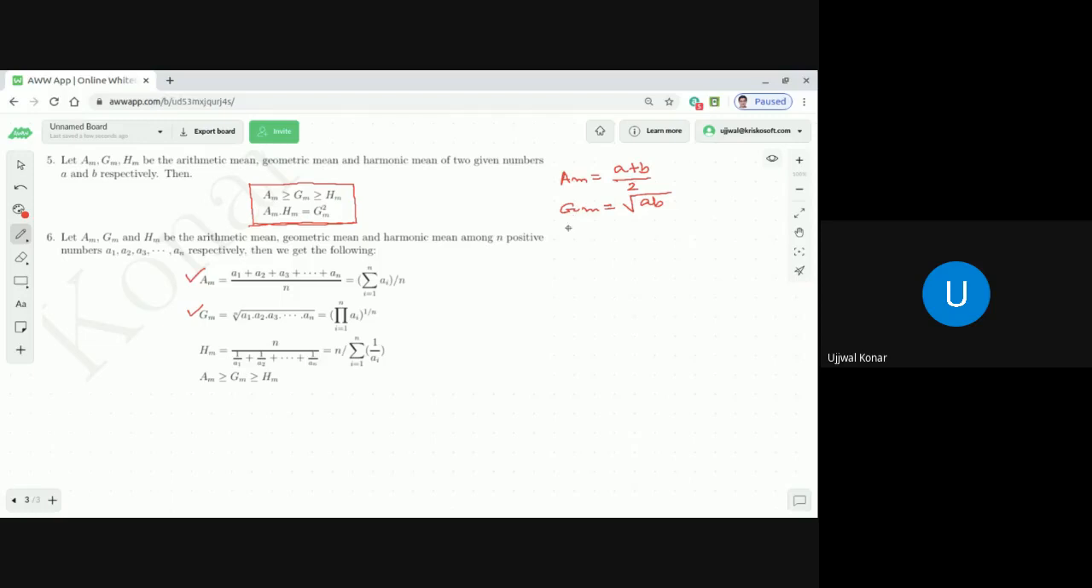Correct? And what was the harmonic mean, dear students? Harmonic mean, you can say in one simple term, is 1 by arithmetic mean. Correct or not, dear students? Yes. And 1 by arithmetic mean is what? So we can write 2 by A plus B, correct or not? And in harmonic mean terms we can write that as 2AB by A plus B, that is 2 by 1 by A plus 1 by B, correct or not? Yes. So the same thing here. This is the harmonic mean, correct or not?